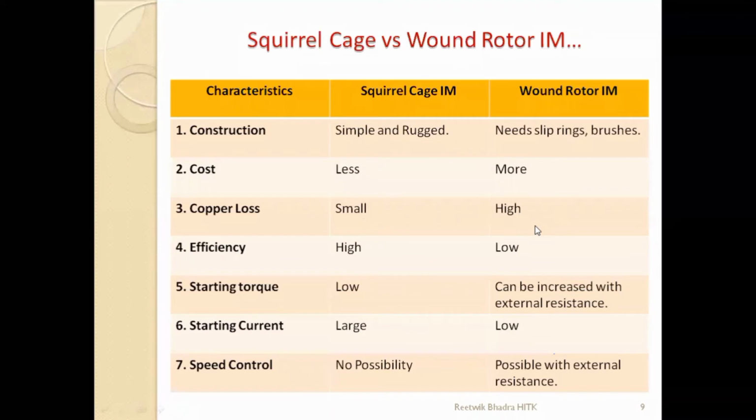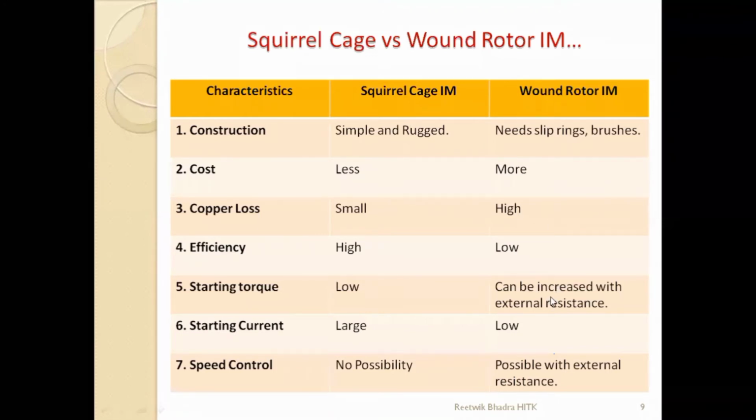Because over here resistances are externally connected, those resistances will have additional copper loss, so copper loss becomes high. As the losses become high, efficiency will be low. In the squirrel cage induction motor, losses are less, efficiency will be high. Core loss will remain constant because we are using the same core. Rotor side is changing, so rotor copper loss will increase. And torque can be increased over here by changing the resistances.